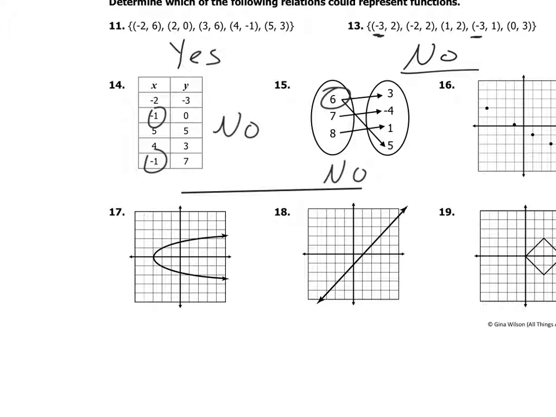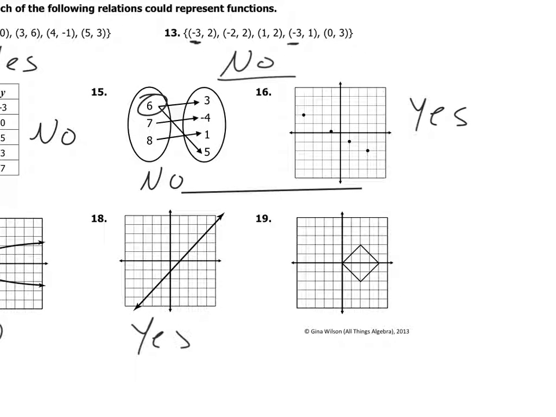17, vertical line test. Well, right here I'm touching 2 points. So right away that tells me that no, this is not a function. 18, vertical line test. I never touch more than 1 point. So yes, this would be a function. And last, 19, vertical line test. Get my lightsaber out. And yes, I do touch more than 1 point at multiple spots. So no, this would not be a function.